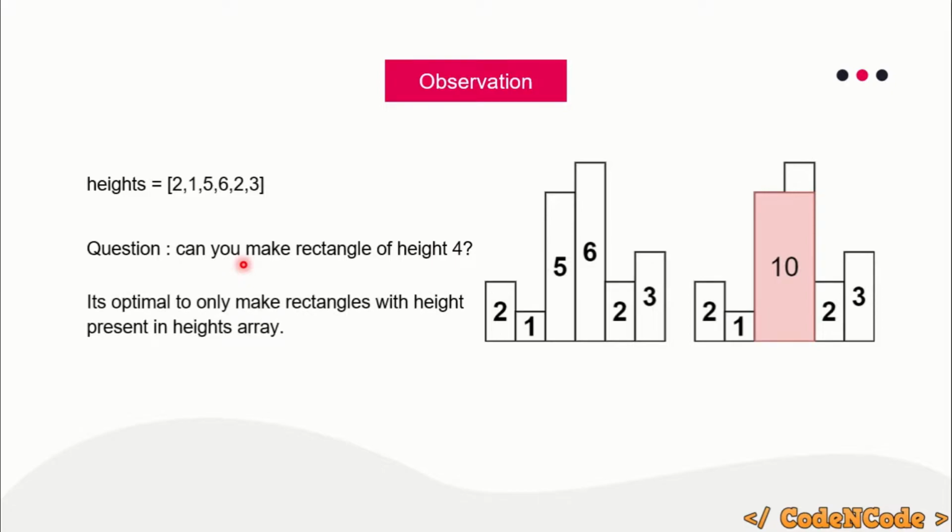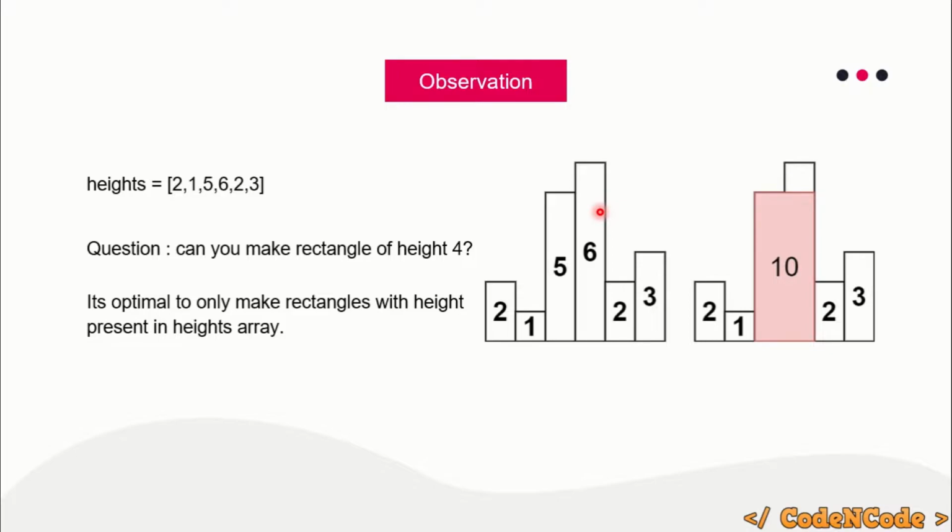It is possible to make a rectangle of height 4, but it is not actually optimal. Since we have bars of height greater than 4, if you want to make a rectangle of height 4, you can easily do that. But to do that, you have to cut out the rest of the part. Again, remember that we have to maximize the area, we are not asked to minimize it. If you are cutting out a certain part of a bar, you are making it less than what you would have got. So this is not optimal.